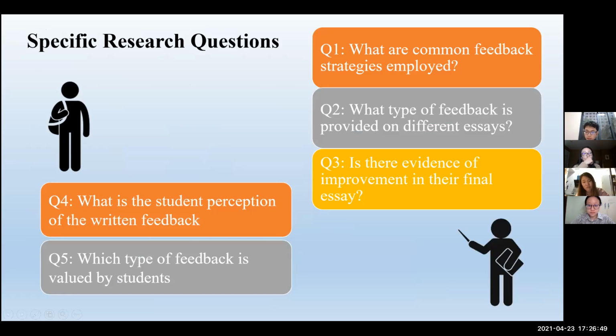We elaborate this main research question into general research questions and design our interview questions from both teachers' and students' sides. So the 5 general questions include, for teachers, the feedback strategy, types of feedback, and evidence of improvement in students' final essays. And for students, we would like to research their perception of CF and the types of feedback preferred.